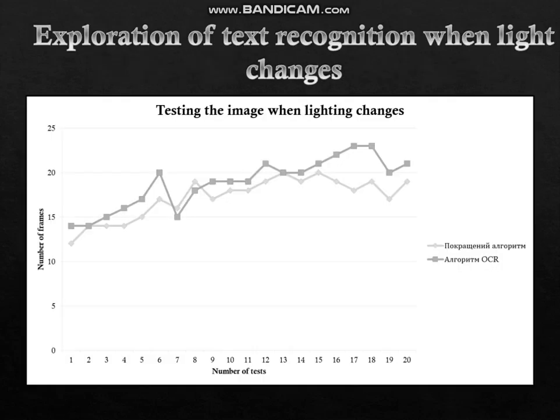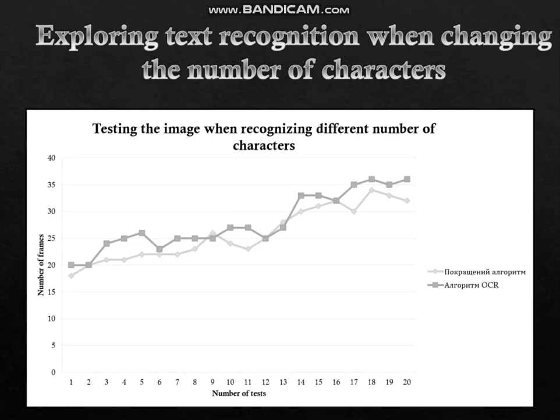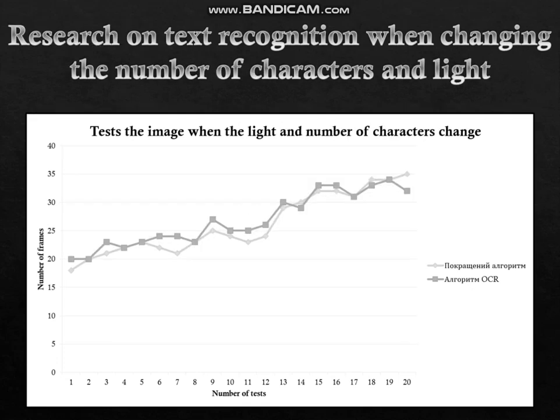Let's move on to the research to prove that the software development yielded results. Tests were developed that show the performance of regular OCR and the improved algorithm. Testing was conducted with a change in illumination, a change in the number of symbols, and both altogether. This one shows the test when changing light. The second shows the test when changing the number of symbols. And the last shows the test when changing the illumination and the number of symbols.